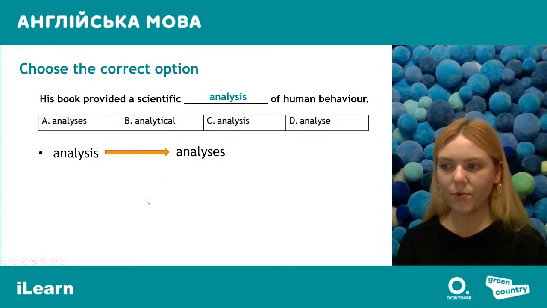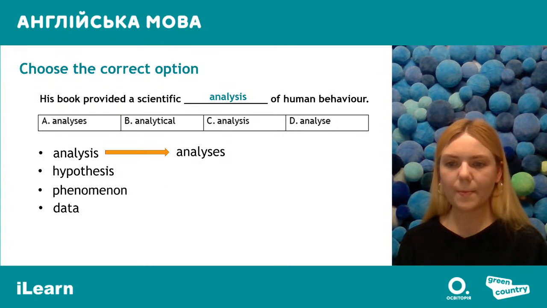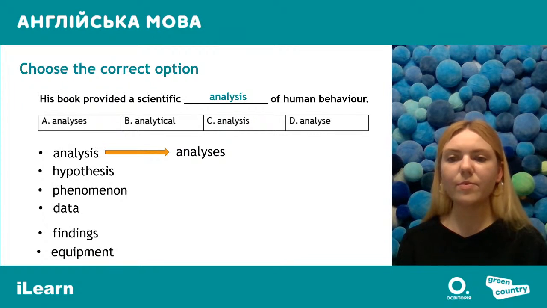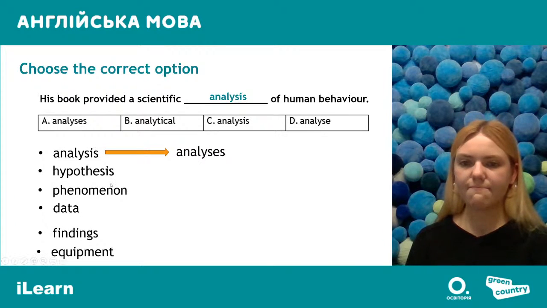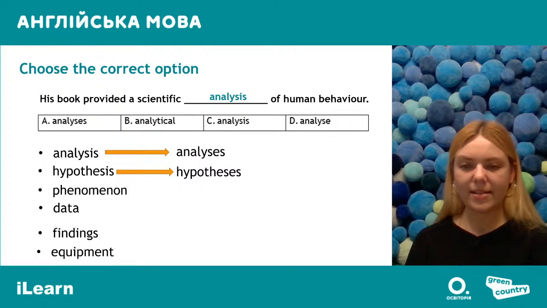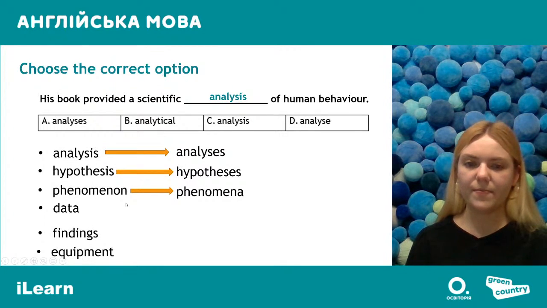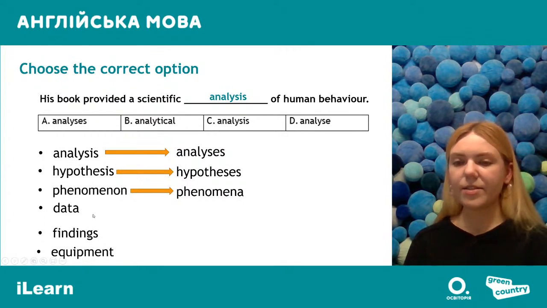So let's look at some more tricky words like that. And let's think. Hypothesis is singular. So what will be the plural form of hypothesis? It is like the same as with analysis, the same spelling but with E, hypotheses. Then phenomenon is singular, but the plural is phenomena. Then the next one, data.